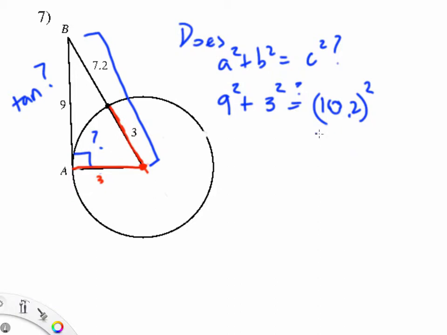Okay. So 9 squared, 9 times 9, is 81. 3 squared is 9. Pretty sure this is not going to work, but let's check. 10.2 times 10.2. We'll just do it like this.